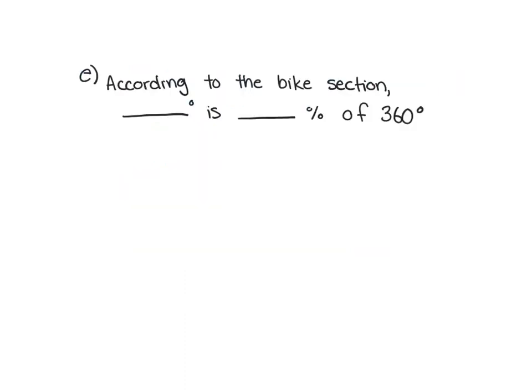For question E, they're going to get you to look at each section. So if we looked at our bike section for our data, not for your actual page, our bike section was 10% and was 36 degrees. So they give you a little clue here with these symbols. So just put the right numbers in. So we had 36 degrees for our bike section, and that was 10%. So according to the bike section, 36 degrees is 10% of 360. You'll do the same thing for each of the other sections.